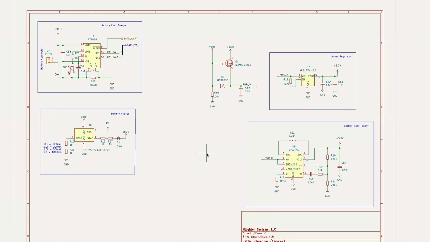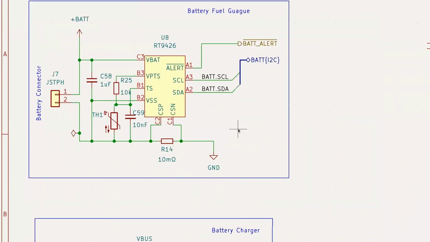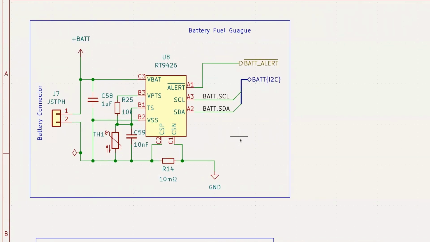Power is the thing that most people don't really jump to until the very last point, and that's always a bad move. I find power very interesting, and this is particularly interesting because it has a battery charging circuit and a fuel gauge, because we want to provide a nice accurate percentage in the top right of the screen, showing how much battery you have. To provide that fuel gauge, we have this chip, the RT9426.